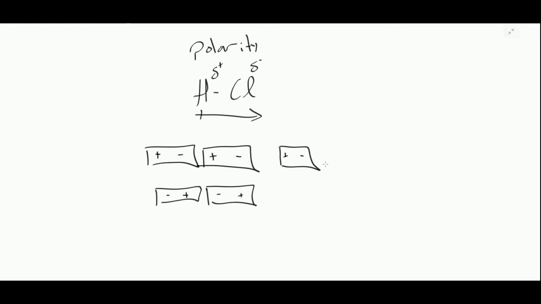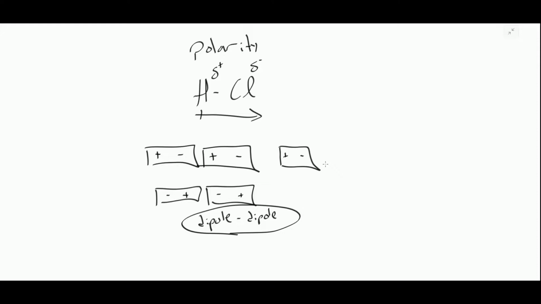Okay, and so these polar molecules will interact with one another, and thus you get dipole-dipole interactions. Okay? A dipole is another word for a polar bond or molecule. So polar molecules like to interact with other polar molecules. They have these dipole-dipole interactions.